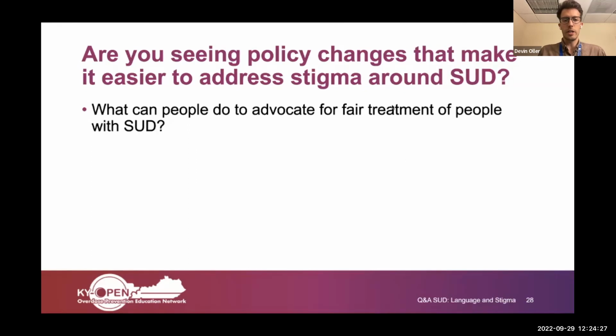Are you seeing policy changes that might make it easier to address stigma around substance use disorder? So moving on to our second question here. What can people do to advocate for the fair treatment of people with substance use disorder?